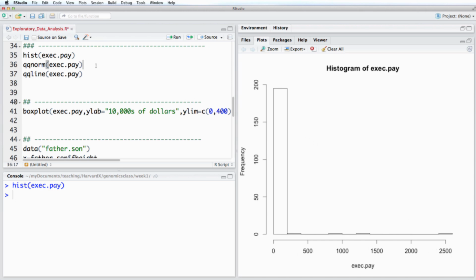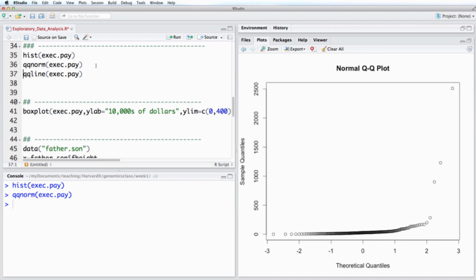So if we make a QQ norm, we'll see immediately that it does not follow a normal distribution, not even close. We have what statisticians call a fat right tail. There's points that are much, much larger than expected if the data were normally distributed. So if we were going to describe this data set to someone, we would not tell them the mean and the standard deviation because it would not really give you a good idea of the distribution of the data.